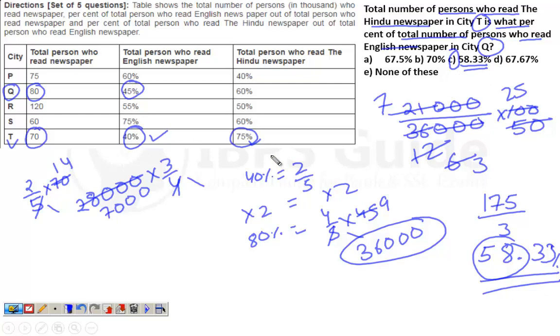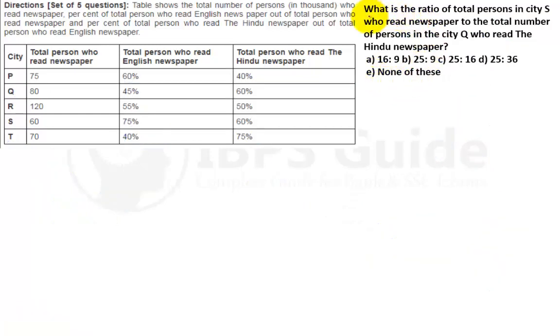So move on to the next question. Now question number 2 says: what is the ratio of total persons in a city who read newspaper, that is 60,000, to the total number of persons in city Q who read the Hindu newspaper? So go for city Q.